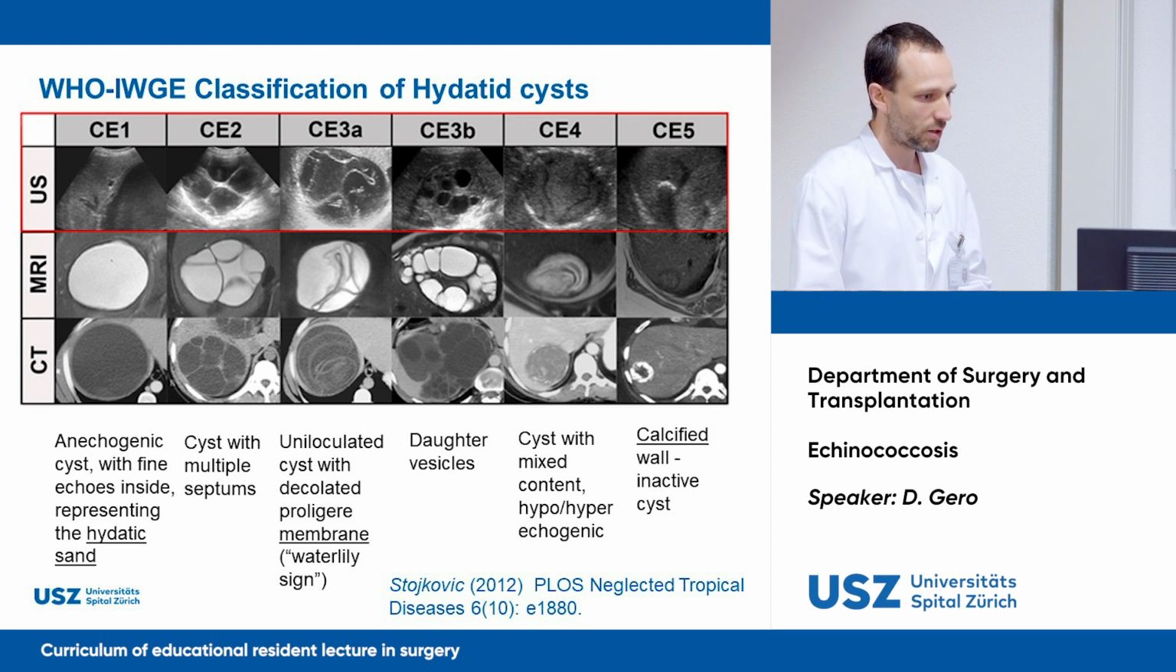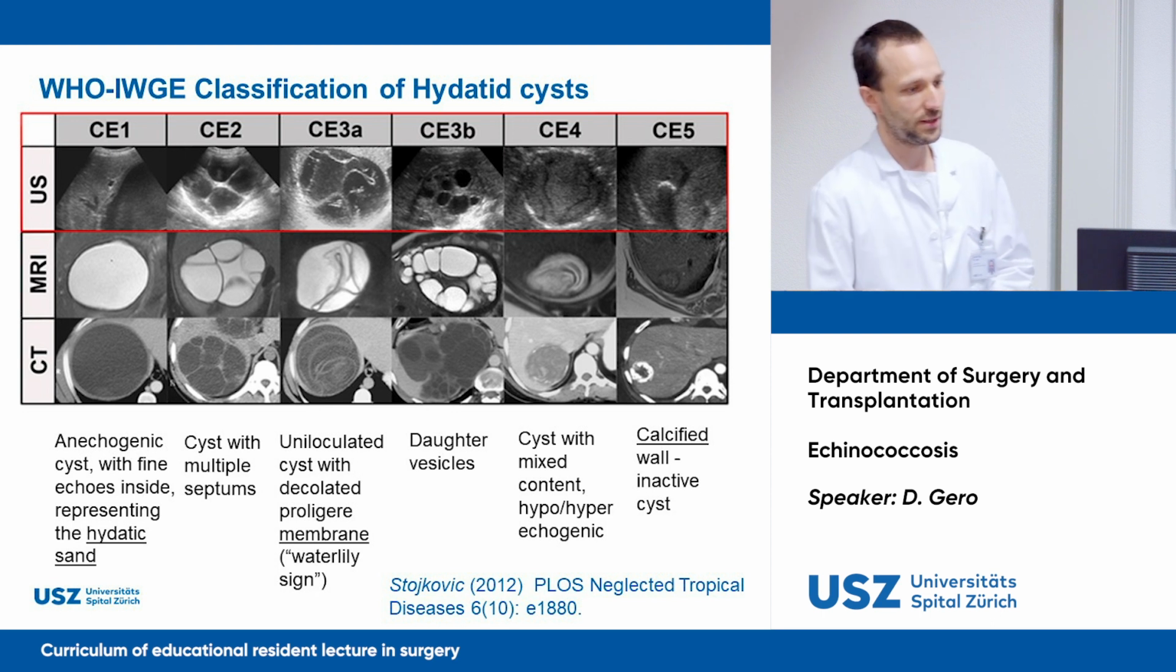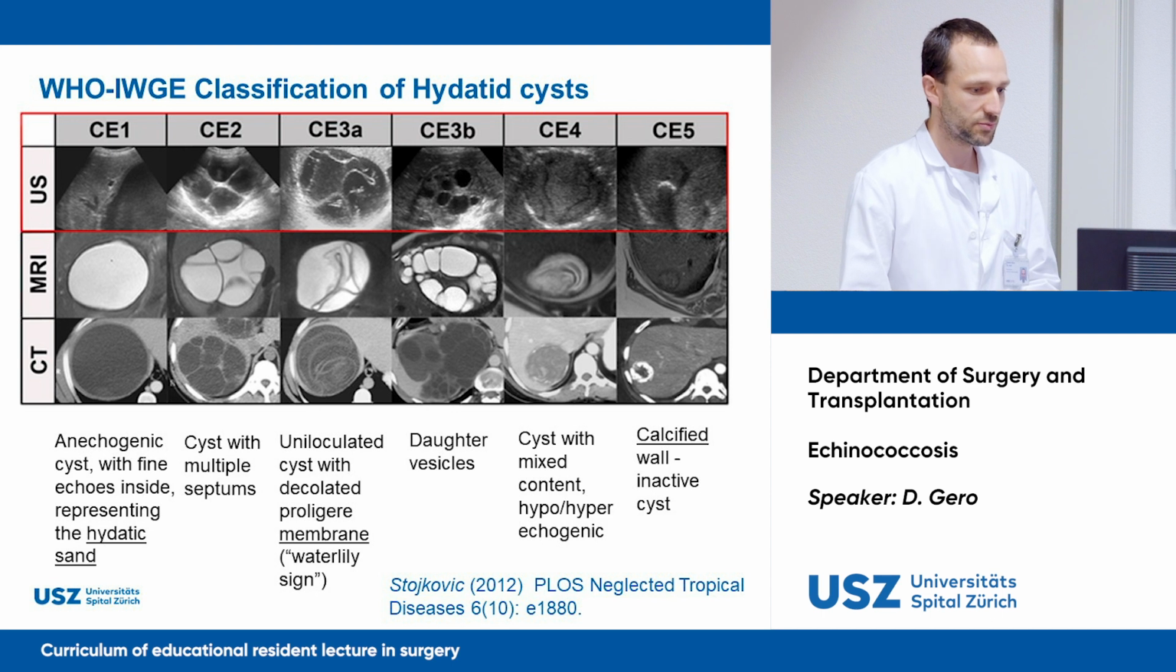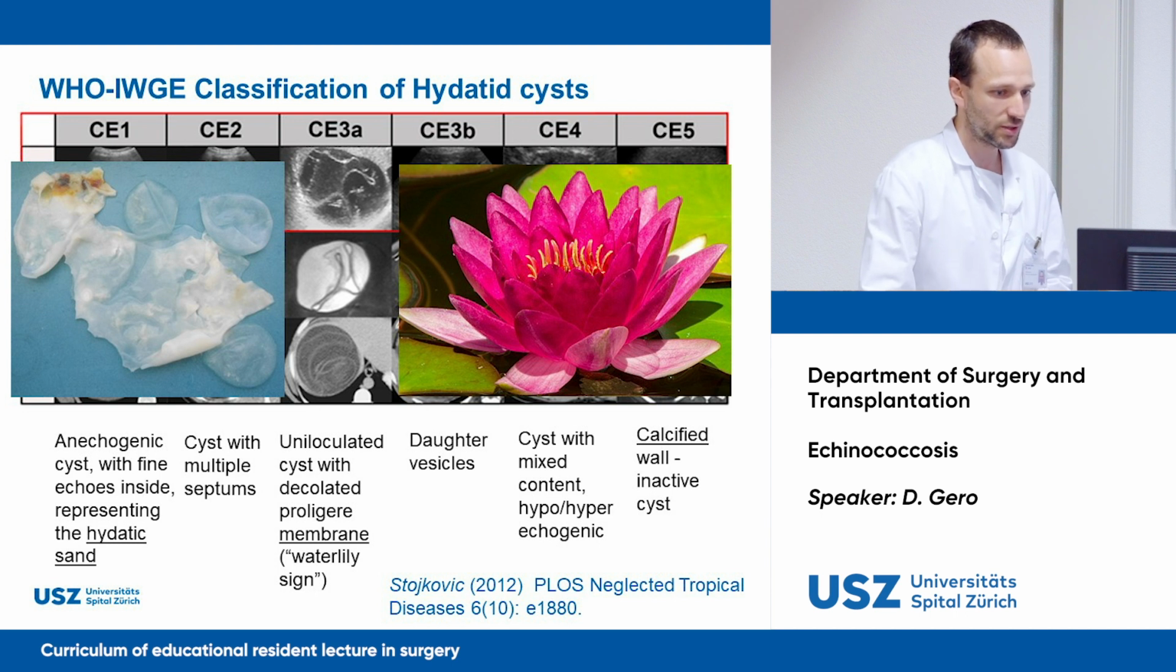In stage 1, we can find an anechogenic cyst with fine echoes inside representing hydatid sand. In stage 2, there are cysts with multiple septums. In stage 3A, we find one uniloculated cyst with a decollated so-called proligare membrane, which radiologists with high imagination have named the water lily sign after this plant. This is the membrane which we can find inside the cyst.